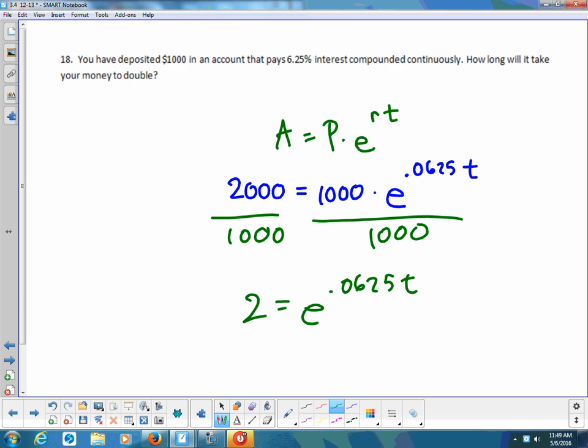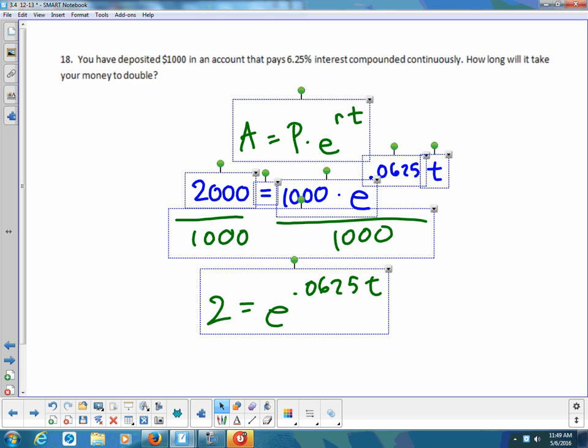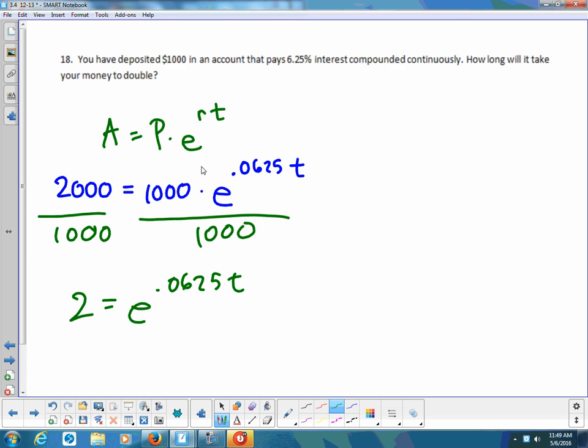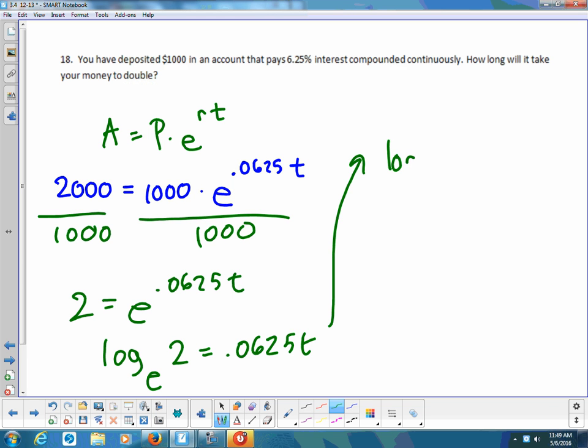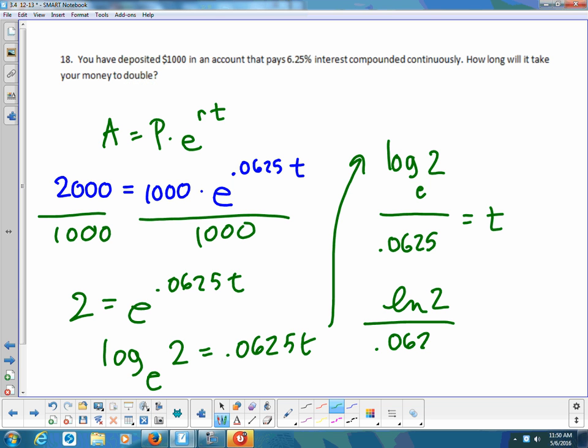Then what are we going to do? Should have put it in log. So we're going to rewrite it in log form. It says log to the base e of 2 equals 0.0625t. All right, and then we're going to have to divide. So we get log to the base e of 2 over 0.0625 equals t. Could we use ln of 2? And you could use ln of 2. So really, we could say ln of 2 divided by 0.0625, and that turns out to be what?